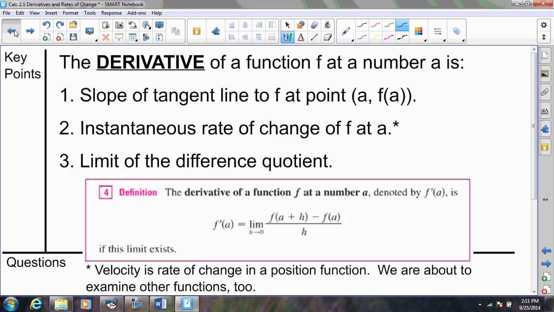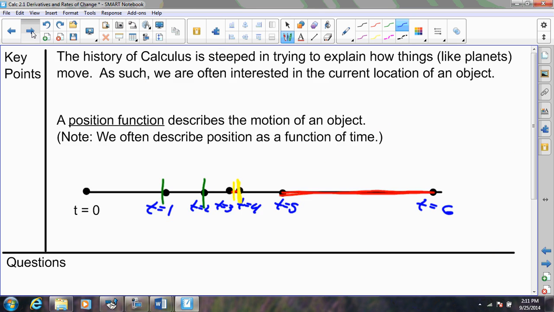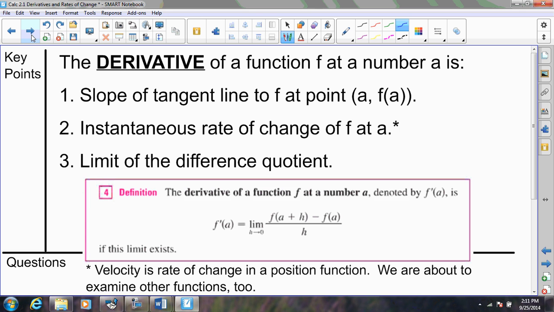Sum up all of this that gets put together. Most important pieces to know: this one page is absolutely huge. The derivative of a function is the slope of a tangent line. It's also the instantaneous rate of change. It is also the limit of the difference quotient. They're three interpretations of the same idea.